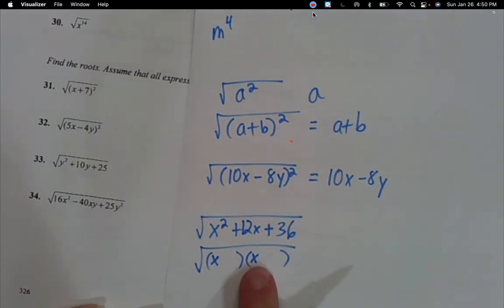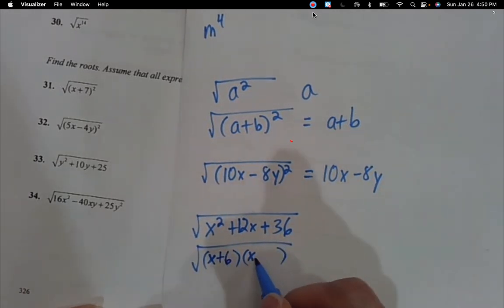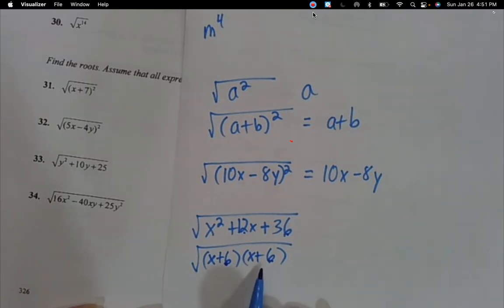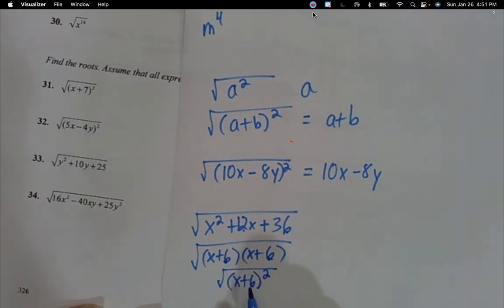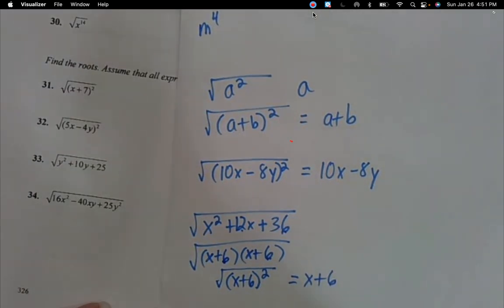Okay, do x and x. And what times what is 36 that adds up to 12? How about 6 times 6? 6 times 6 is 36. 6 plus 6 is 12. Well, what do you notice you have under here? 2 of these. So another way we can write it is the square root of x plus 6 squared. What happens to the square root and the square? Oh yeah, they cancel out. So my answer is x plus 6.